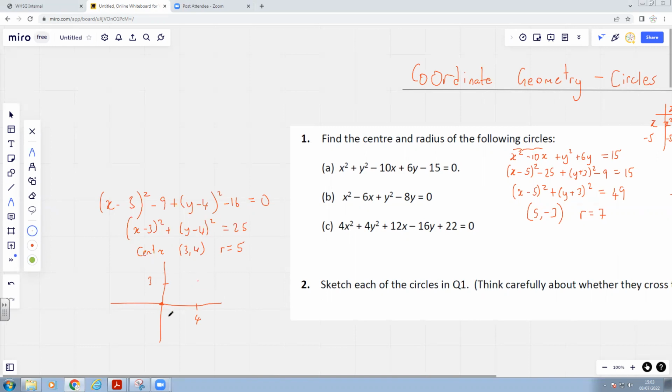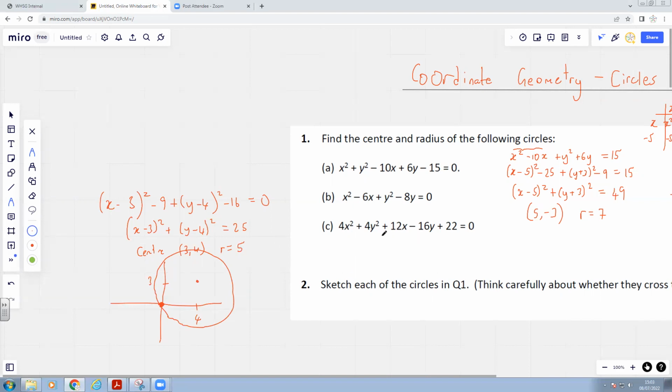Hence, I know that my circle is going to pass through the origin. Sorry for drawing it over someone working there. That's supposed to be passing through the origin, and that's what the circle is going to look like. Make sure you can show that it's passing through the origin as well.